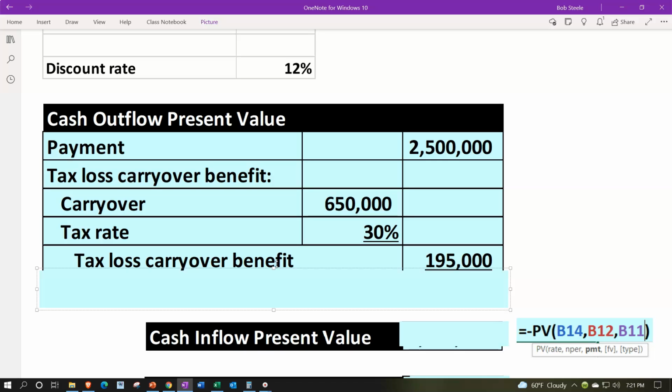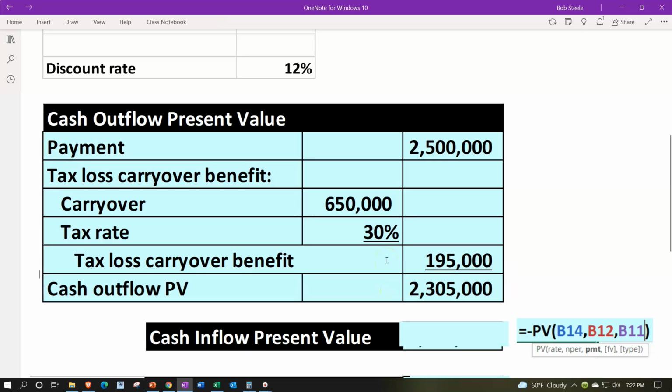$195,000. So if we tie that out to our payment price, it's costing us the $2,500,000, but we're going to get back this tax benefit from the loss carryover of the 195. That nets out then the 2,500,000 minus the 195,000 equals the 2,305,000.